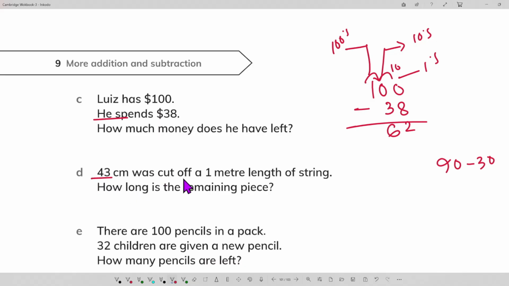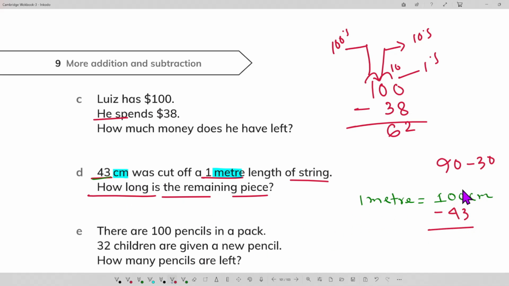43 centimeter was cut off 1 meter length of string. How long is the remaining pieces? Look, here is interesting thing. This is centimeter and this is meter. So 1 meter means 100 centimeter. Cut off 43.